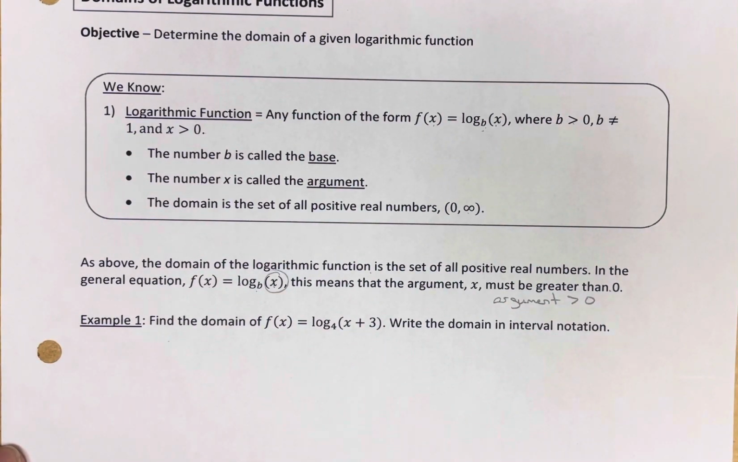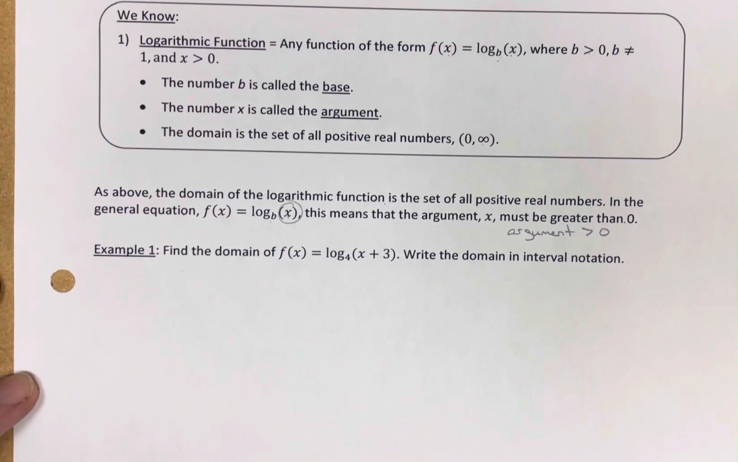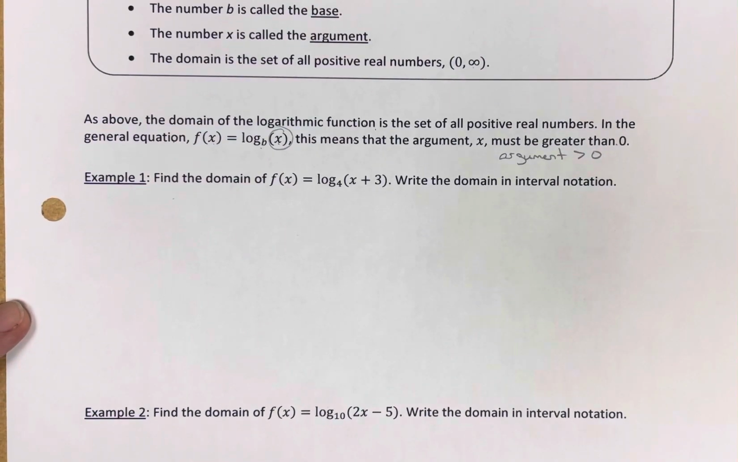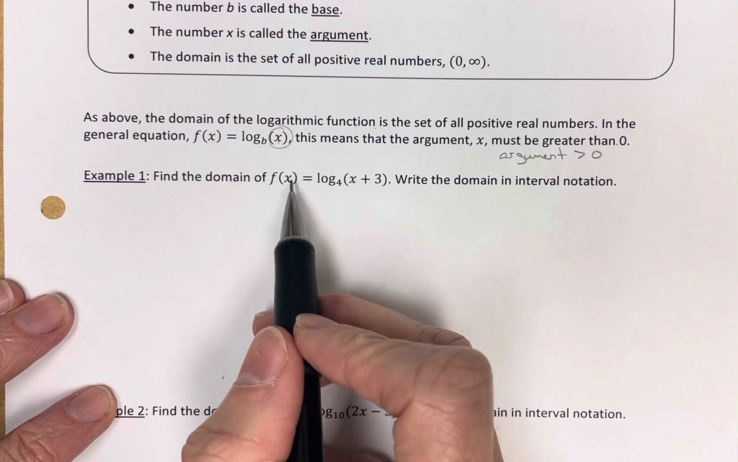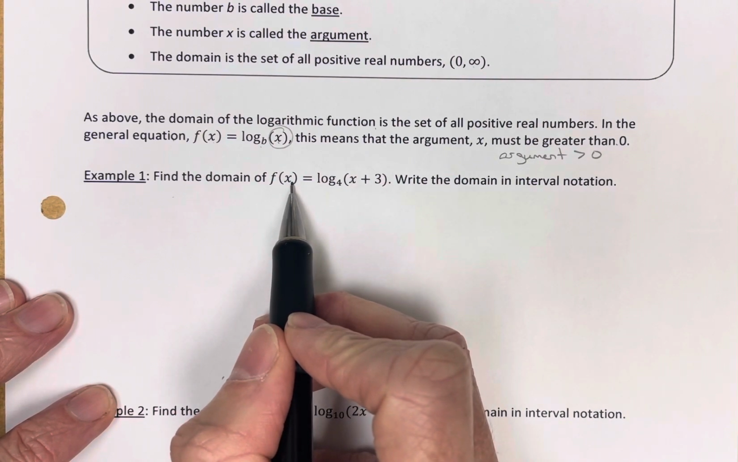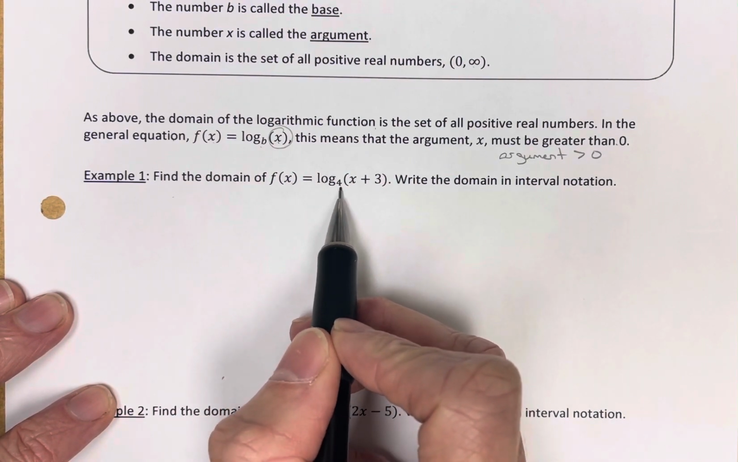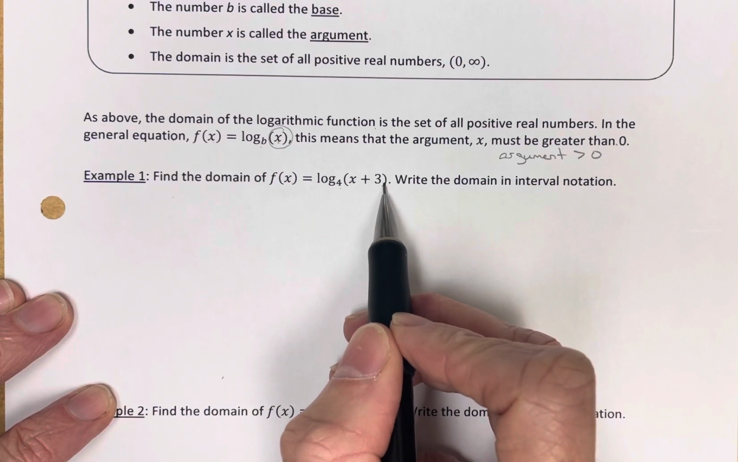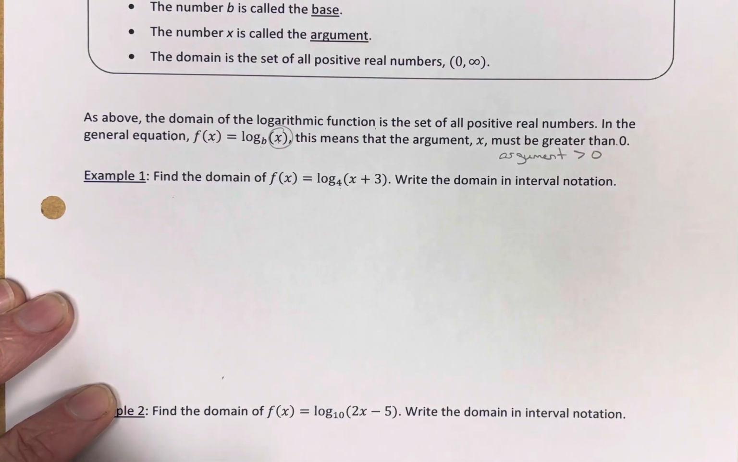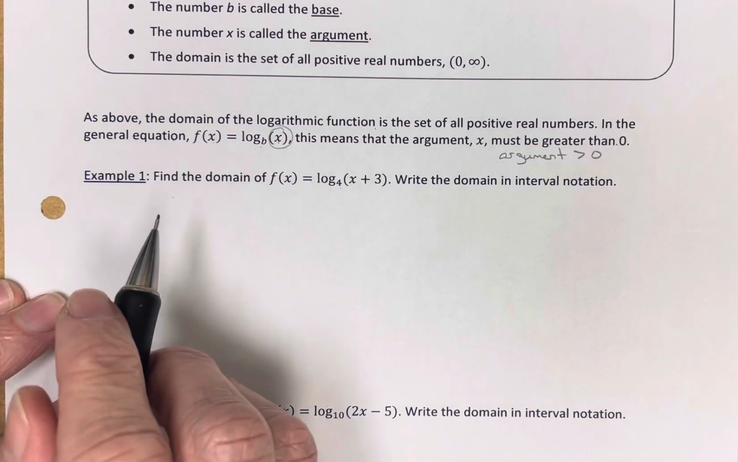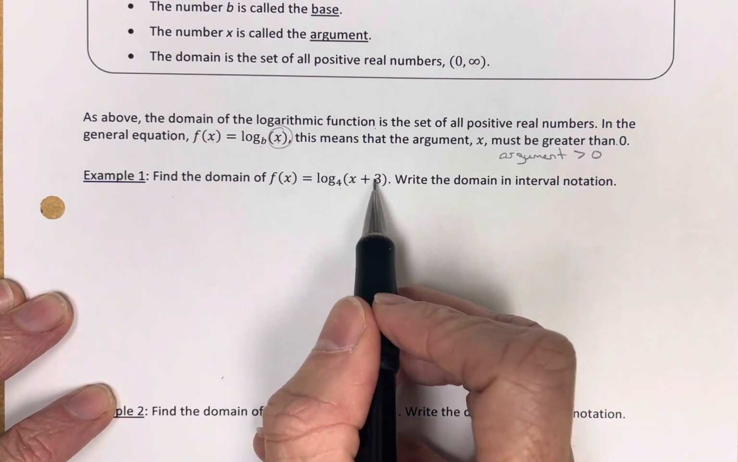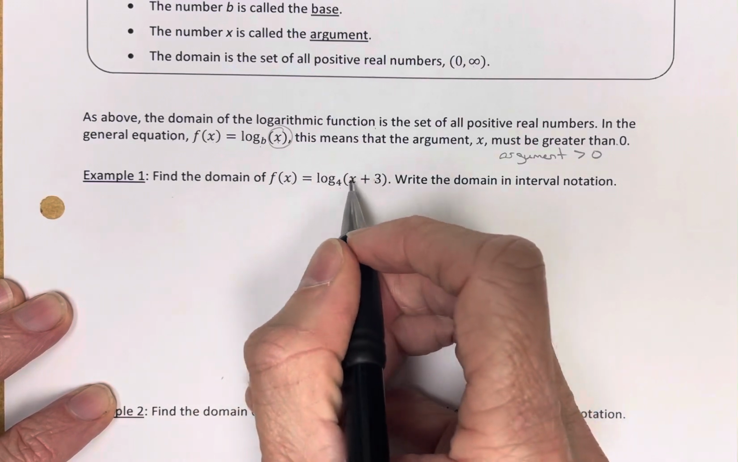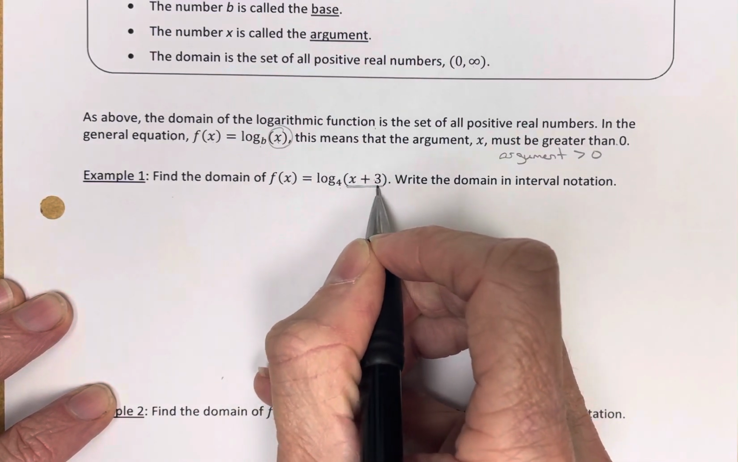So in situations like this, we want to find the domain that meets this criteria. Example 1: find the domain of f of x equals log base 4 of x plus 3. Write the domain in interval notation. We need our argument to be positive, and this is the argument right here.